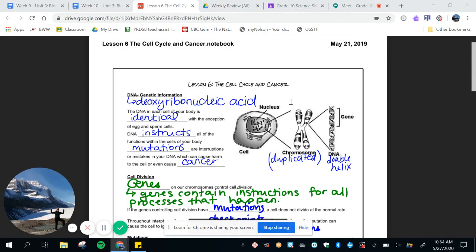This little black and white diagram on the side is meant to show you a close-up version of a chromosome. This one is duplicated, that's why it looks like an X. And then if we zoom in even further, many hundreds of times, we're going to see a double helix. It looks a little bit like a ladder. Again, we're going to talk more about the structure of DNA next year in grade 11 bio, but for now, we're just going to focus on these small sections called genes.